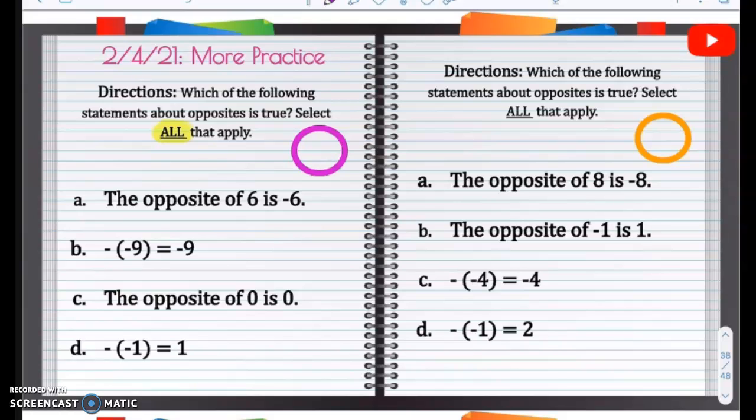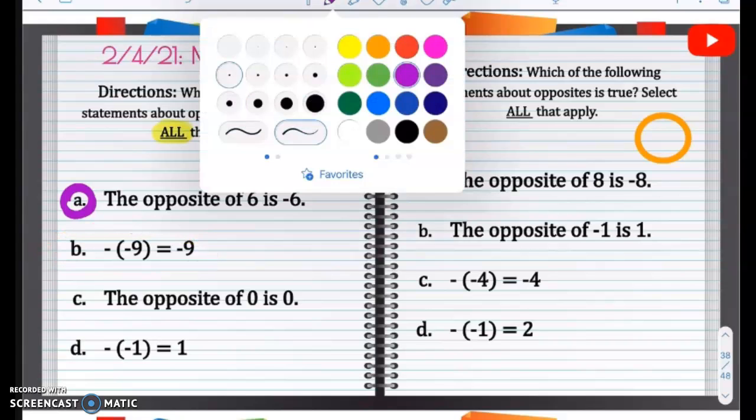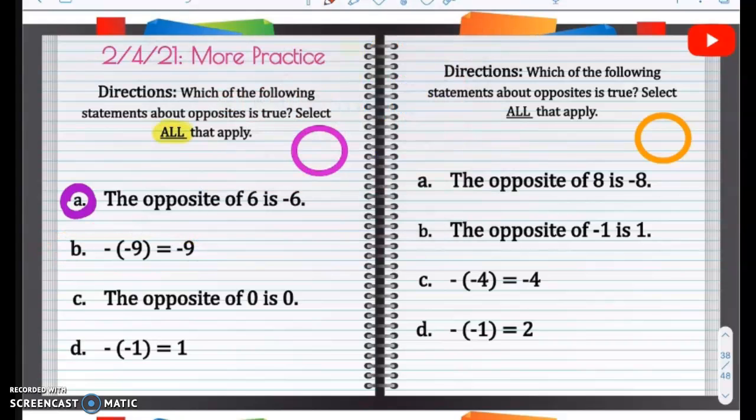Well, is the opposite of 6 -6? Yes, it is. The next one, letter B, part B. So it says the opposite. So when you have a negative in front of parentheses, that means the opposite. That negative means the opposite of -9. So the opposite of -9, is that -9? No, the opposite of -9 is 9.